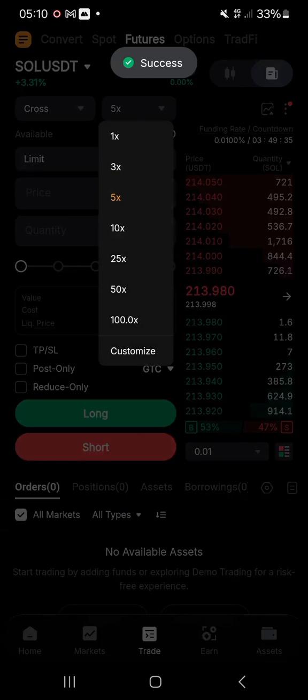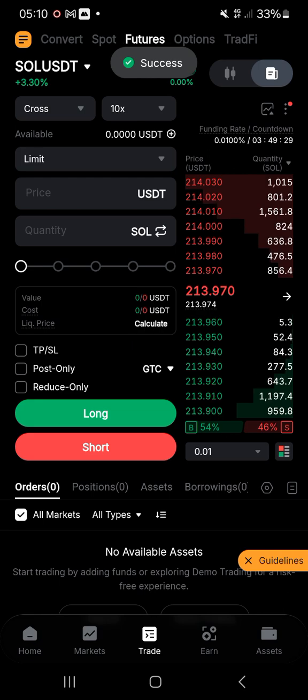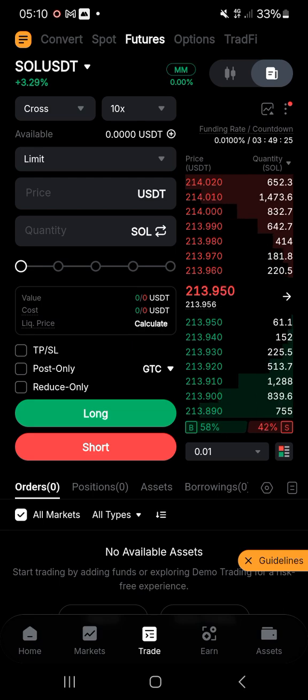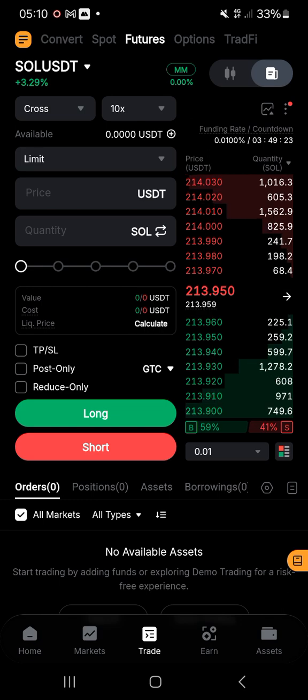So you choose your leverage here. Some exchanges actually have 6 or 7 or 8 leverage, but let me use 10 for example. Then the next thing we are going to do is deposit into our futures wallet.